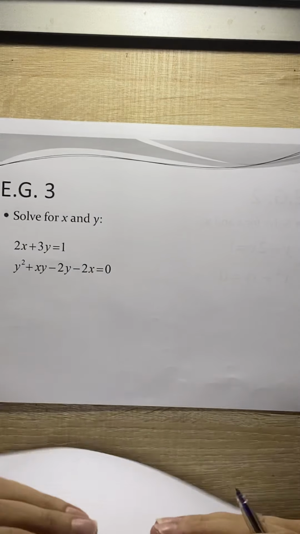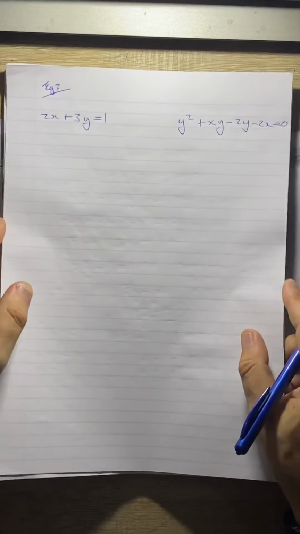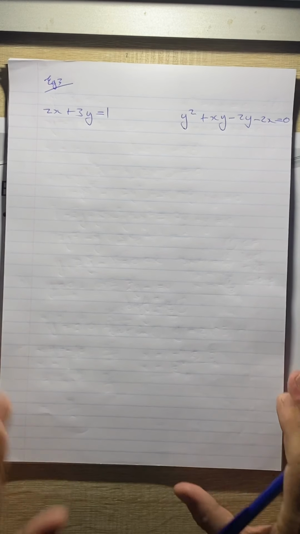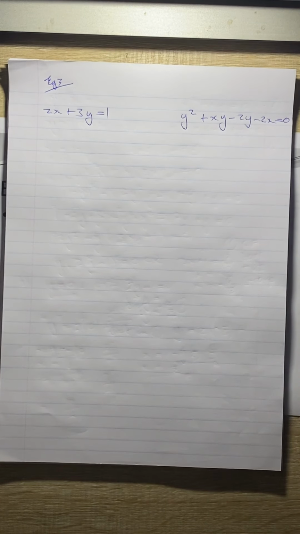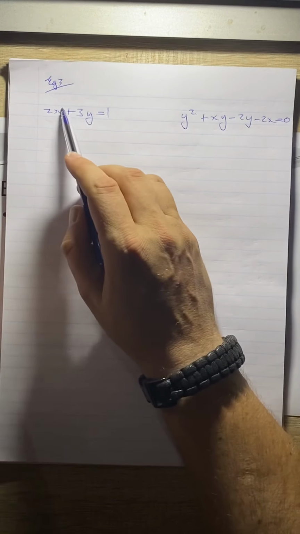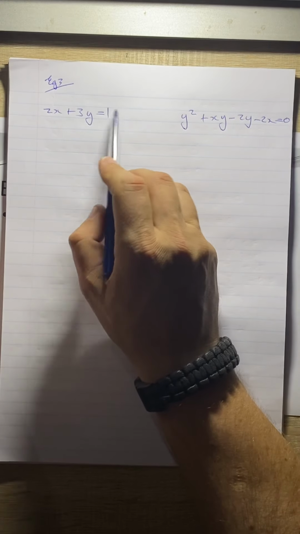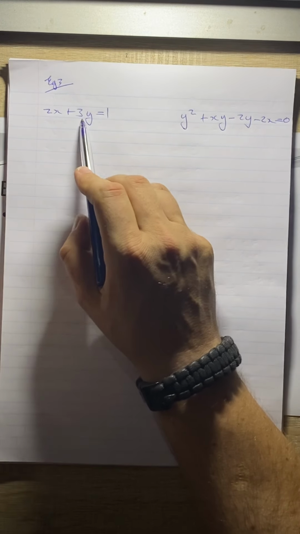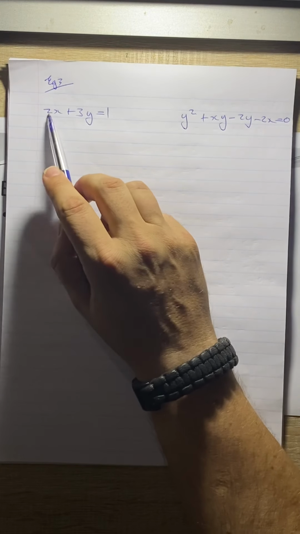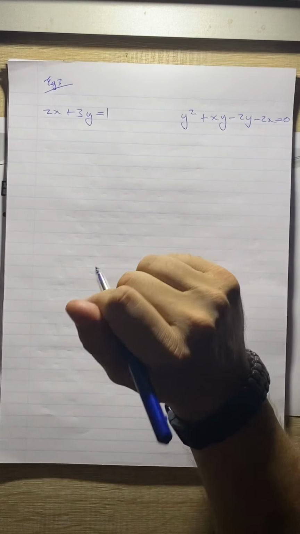Now, with some examples, you have no choice but to get a fraction for one of the variables. So if you have a look here, if I take the 2x to the other side, I must still divide by 3. If I take this 3y to the other side, I must still divide by 2. So we can't avoid that whole fraction thing.